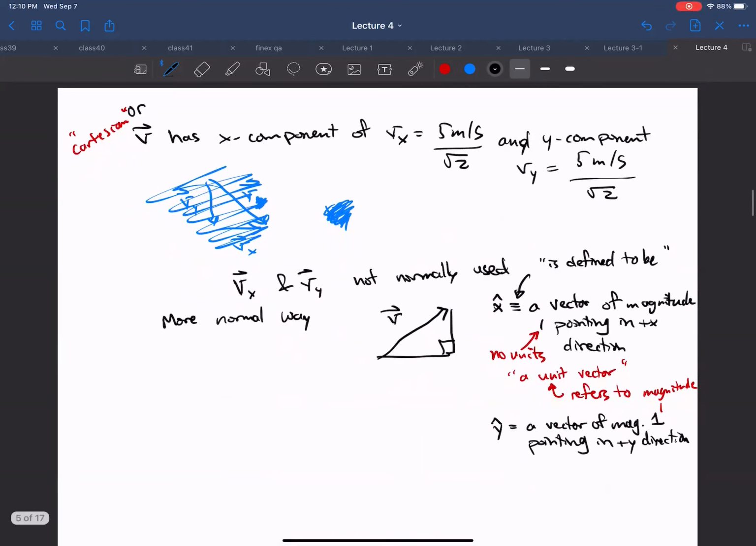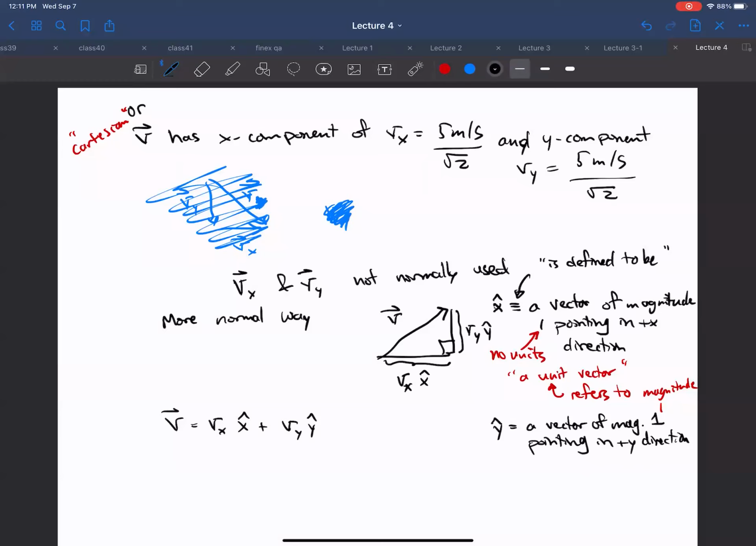So I could write this vector here that represents the x component of vector v as a magnitude v sub x times x hat. And I could write this one as a magnitude v sub y times y hat. And then I can write vector v is equal to v sub x times x hat plus v sub y times y hat.